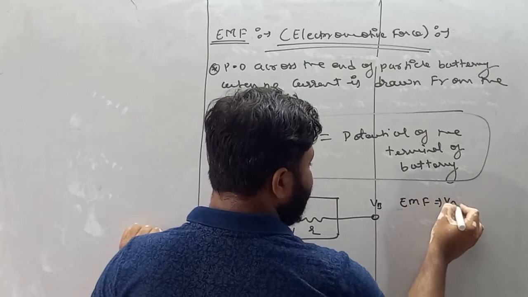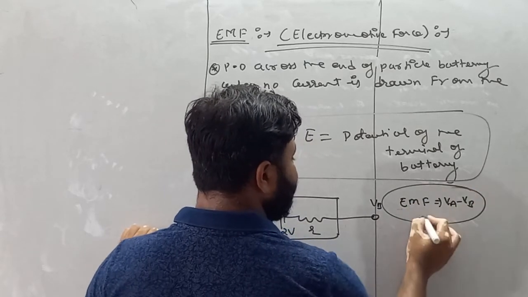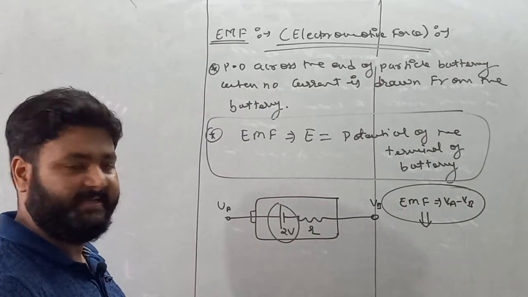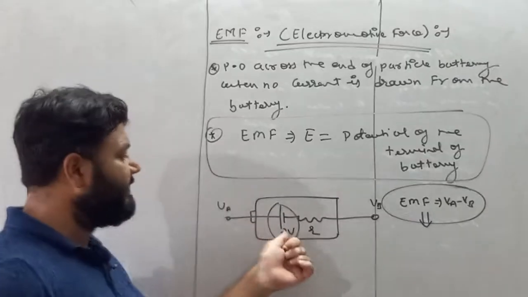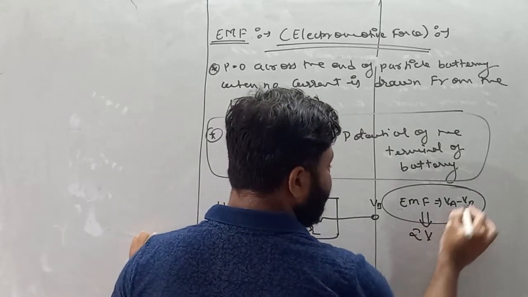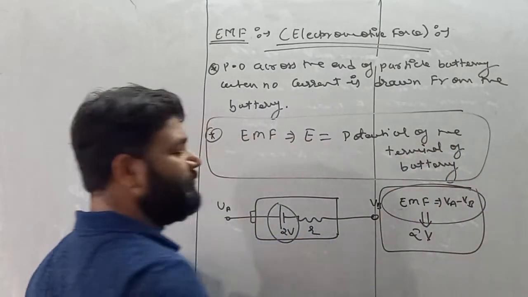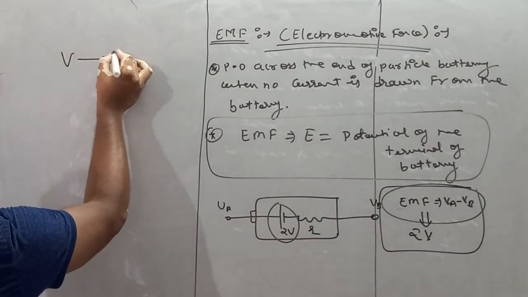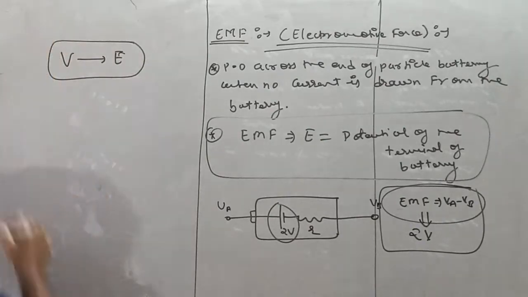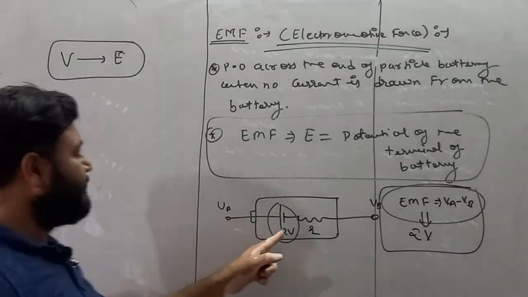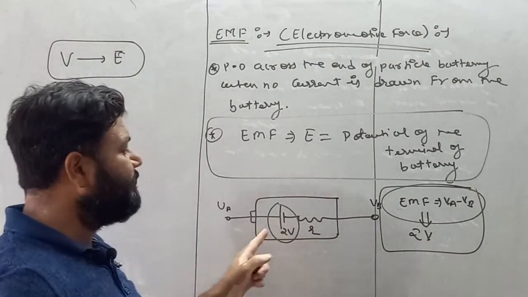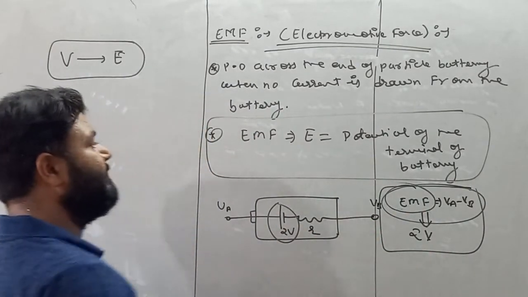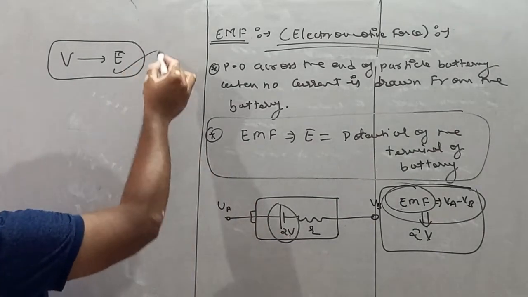That is, VA minus VB is nothing but the EMF, and this EMF must be equal to the potential of the terminal of the battery. So what is the value of the potential of the terminal? It is 2 volts. So simple, EMF is equal to 2 volts. From now, the V is represented by E when we are talking about a battery, because V is the potential of the terminal, and we know that the potential of the terminal is equal to, dear student, the EMF. So instead of V, now I'll write E.